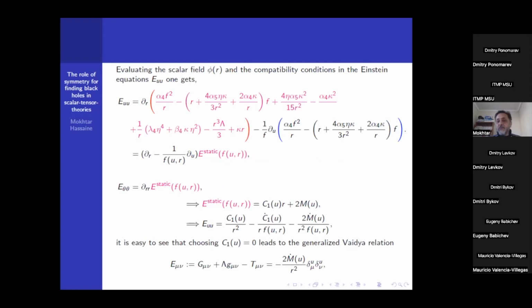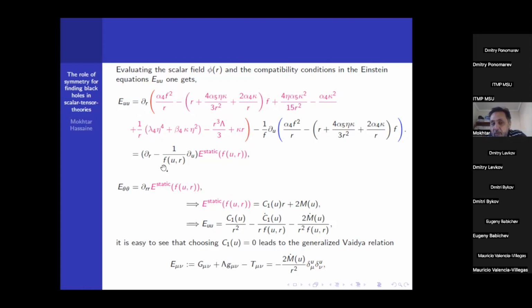When you do that and reproduce exactly the same computation that I showed you, it's very nice that for this theory, you remember that the two remaining equations were epsilon UU and epsilon theta theta. When you introduce the dependence on U, this derivative of U is exactly the same piece. You see alpha 4 F squared and so on, and all this extra piece only depends on R. So I can add it here.